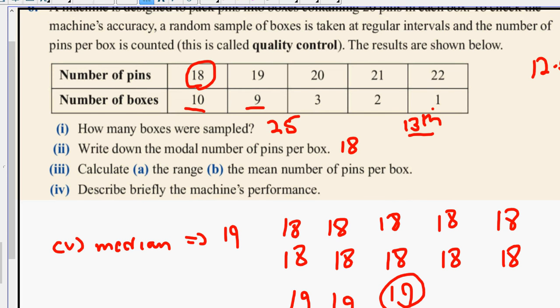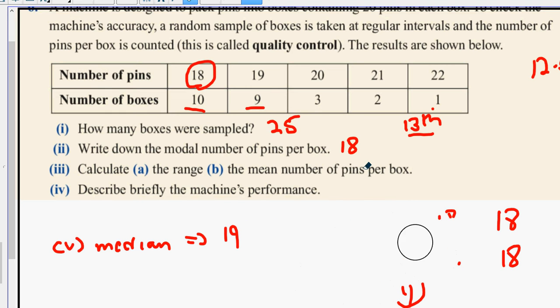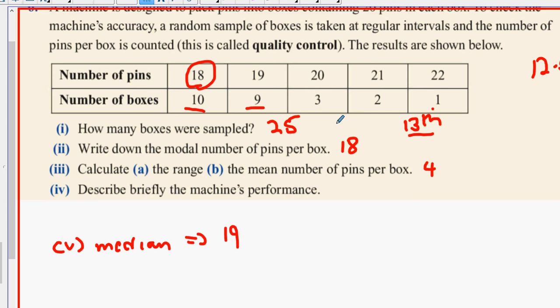Next, what's the range? The biggest number of pins minus the smallest number of pins. 4. Yeah, 22 minus 18? 4. Okay, how do I calculate the average really quickly?